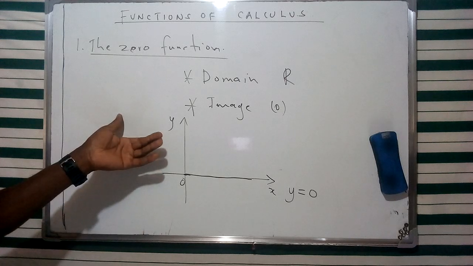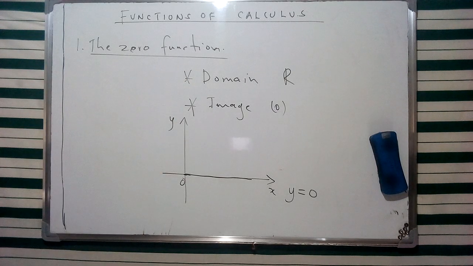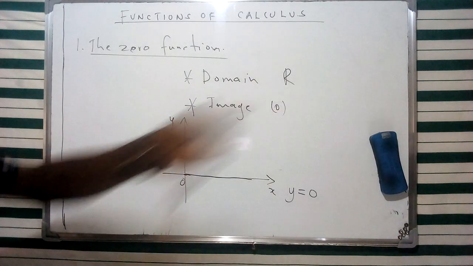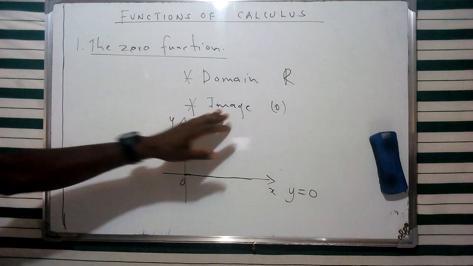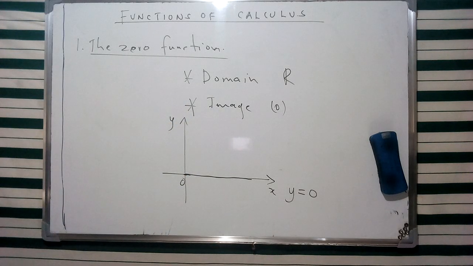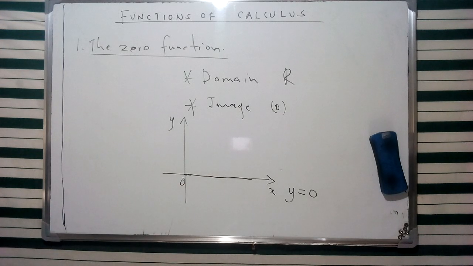So in summary, a zero function is also referred to as a zero polynomial, its domain consists of real numbers given as R, the image of the zero function is expressed as 0, and in terms of a graph, it is the graph of y = 0.